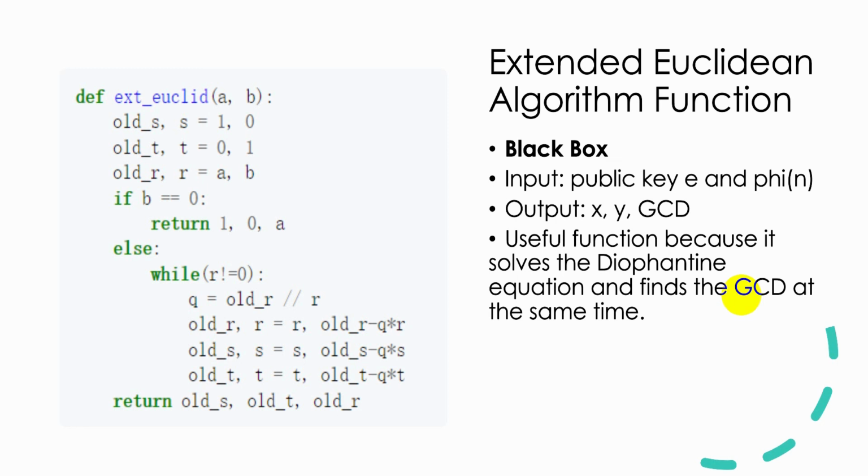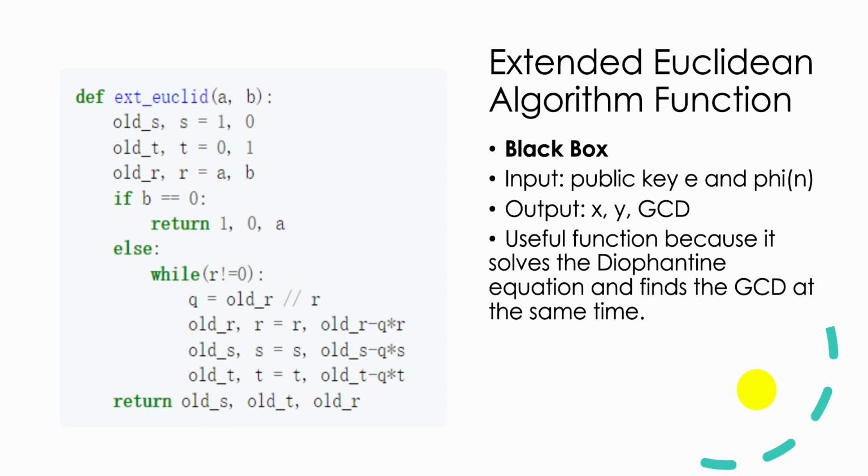So when we run the function, the input, which is a and b, are the public key e and phi n, and the output will give us x, y, and GCD. Because we're using RSA, x is the private key d, y is the same as negative k, and the GCD should always be 1, since e and phi n are coprime, so their greatest common divisor is 1. So the output is old s, old t, and old r. So old s is x, old t is y, and old r is GCD.